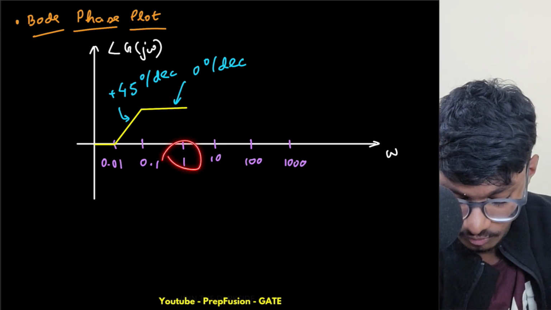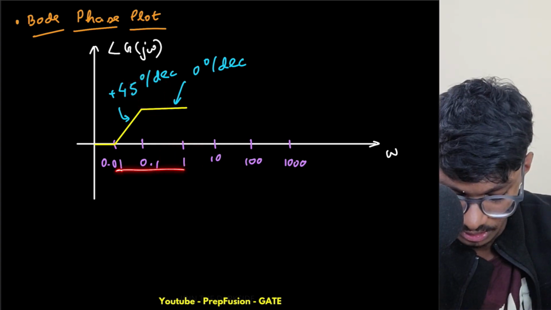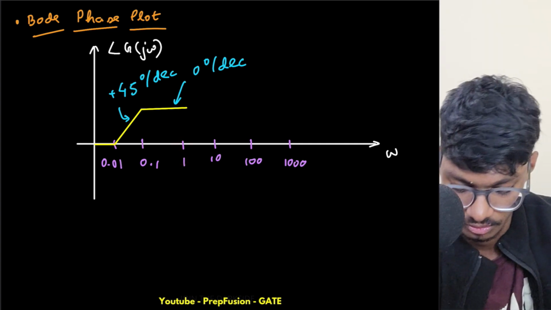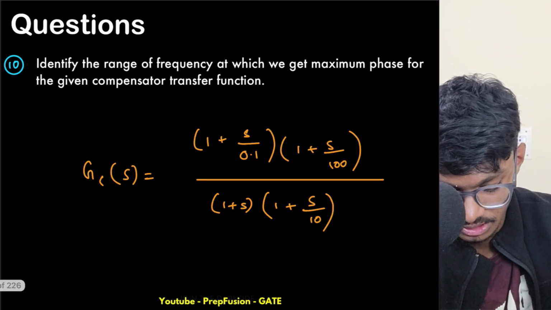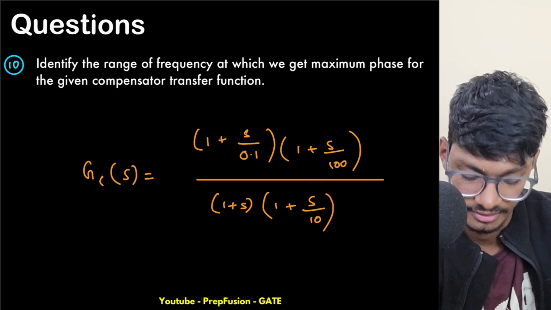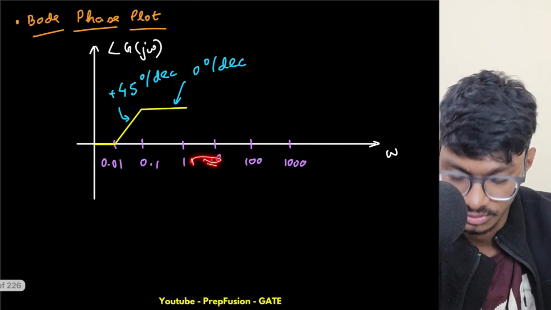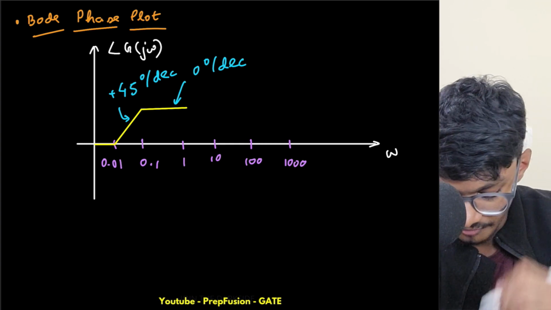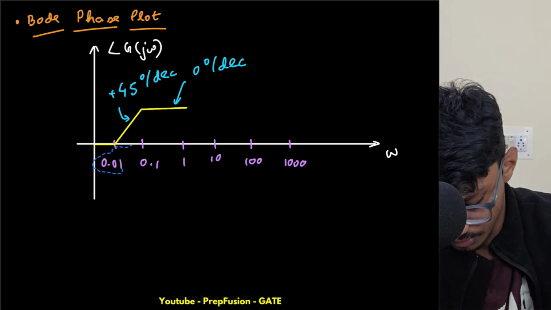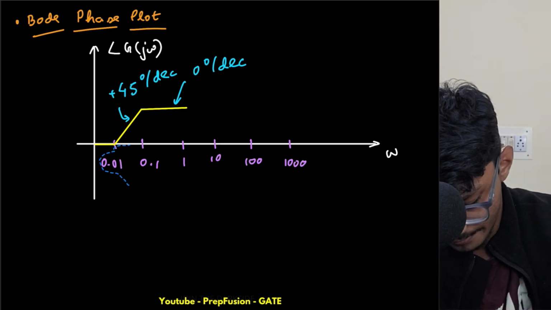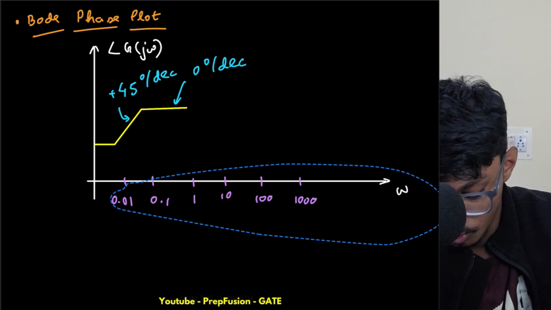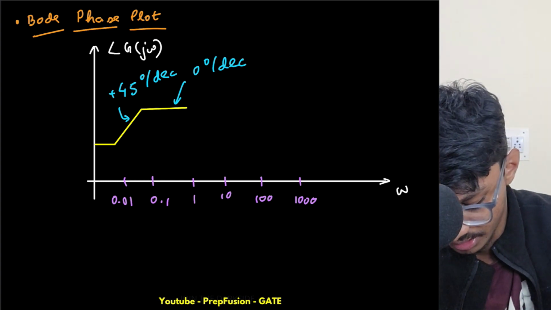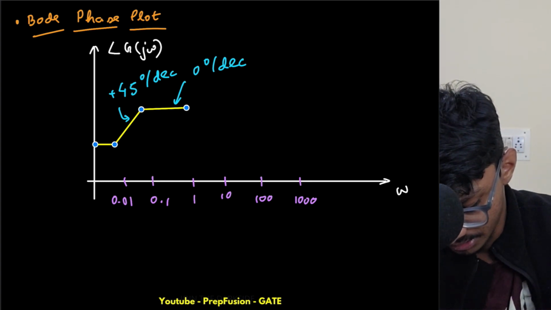Now at 1, what is happening? The effect of the zero is going away, because 10 times after this and 10 times before this the effect will remain. So after this the zero is going away, but another pole is coming into effect, because at s equals to minus 10 I have a pole, and obviously 10 times before this the effect of this pole will come up. So effect of two poles will be present. If the effect of two poles is present, then the slope here will be minus 90 degree per decade, because two poles are present, right? That's why.